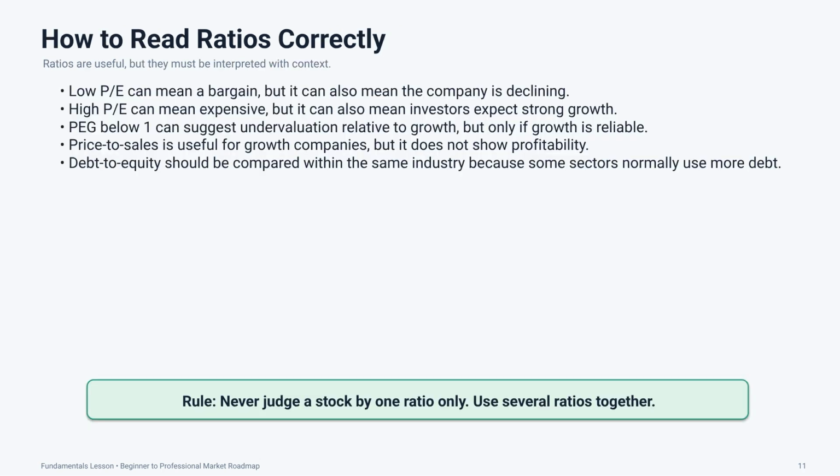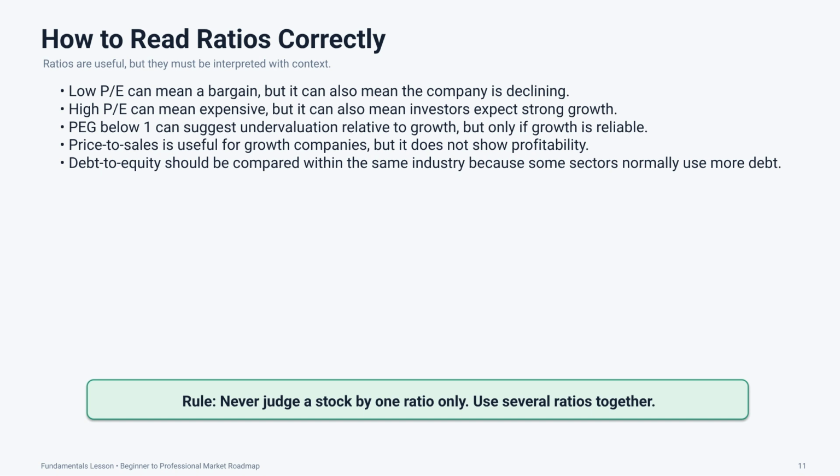Ratios are useful, but they must be read with context. One ratio by itself does not tell the full story. A low PE ratio may look like a bargain, but it can also mean investors believe the company is declining or facing problems. A high PE ratio may look expensive, but it can also mean investors expect strong future growth.